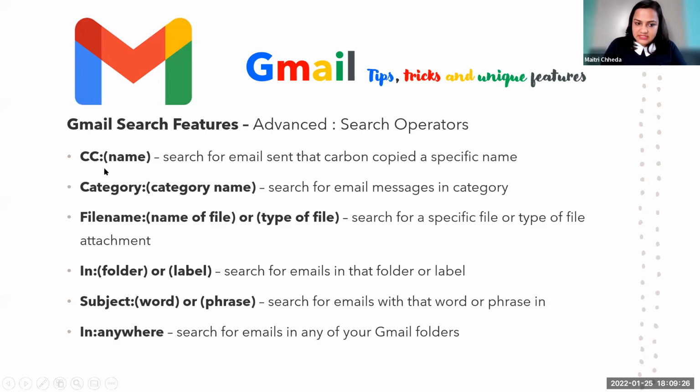Same with CC. Category wise, category colon, you have category primary, promotions. That is in case you have enabled these categories in your inbox. You've got filename. So basically, if you want to search only for a PDF or only for a zip file, you can do that. Filename colon, and you write down the type, XLS or XLSX, and you will get emails only with that attachment. You have in, you have subject, and you have in anywhere. So now I will show you the use cases. These are just standard search operators which we have.